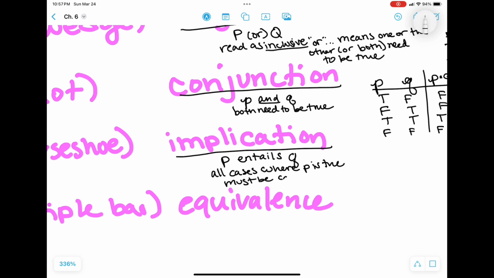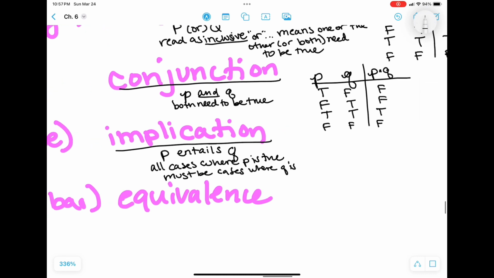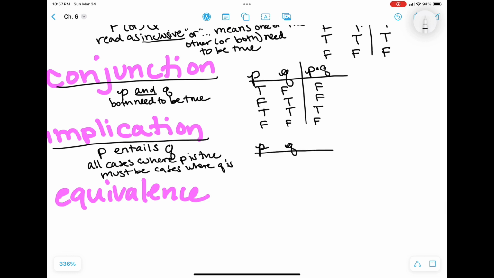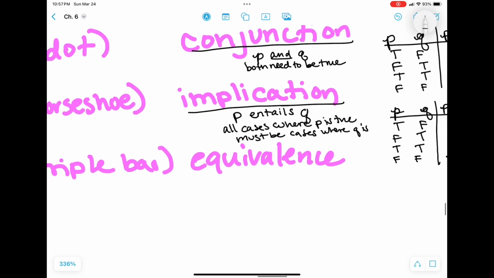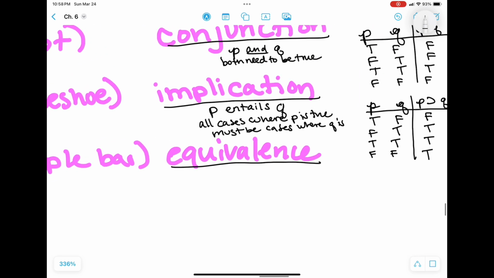For implication, the cases where P is true must be cases where Q is also. So we can see a truth table for implication. If P is true and Q is false, then the implication is false because that would mean that P does not entail Q. If P is false and Q is true, the implication is true. And if P is true and Q is true, the implication is also true. And if they're both false, the implication is also true. So the only way in which an implication is false is if the antecedent is true and the consequent is false.